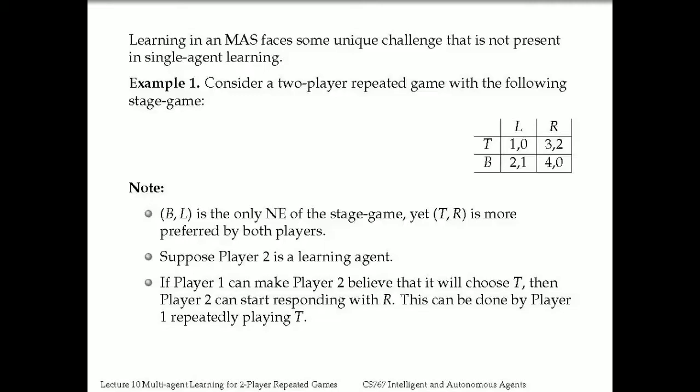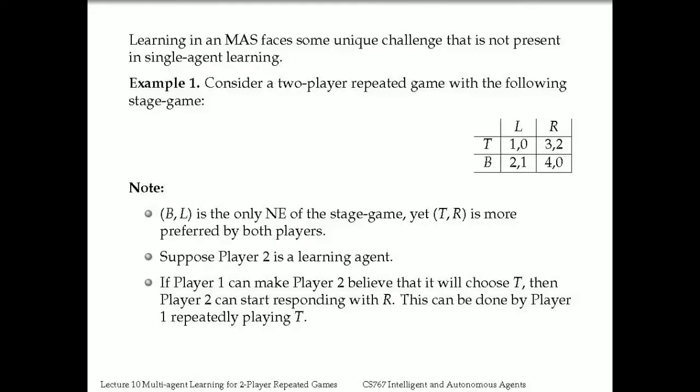Right. So imagine we have a situation with a two-player game, and the payoff matrix is described here. We have two actions for each player, and if you analyze this game, you can find that there is only one Nash equilibrium of this game, namely BL. However, you can see that there's another outcome, TR, which is more desirable for either player, right?